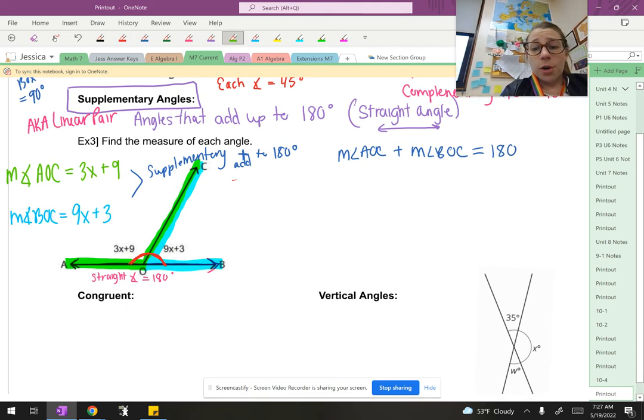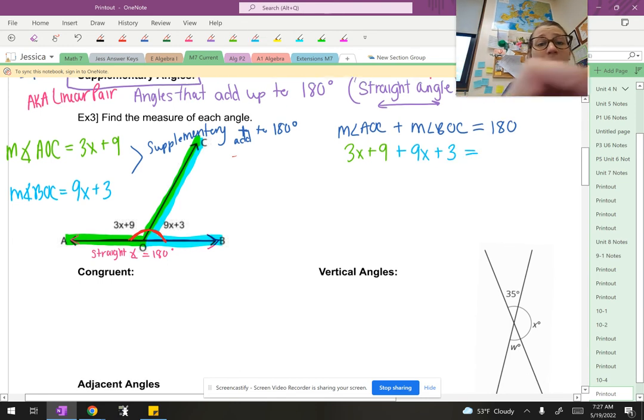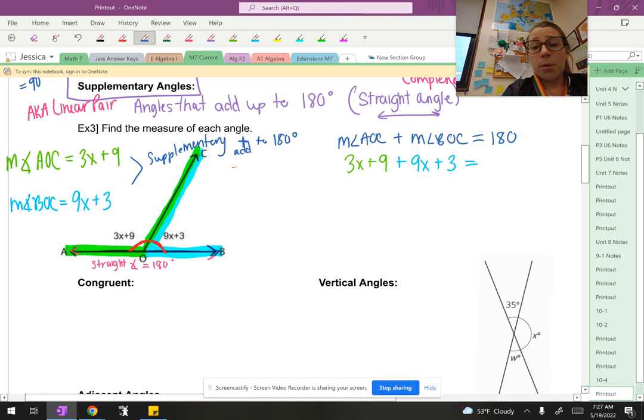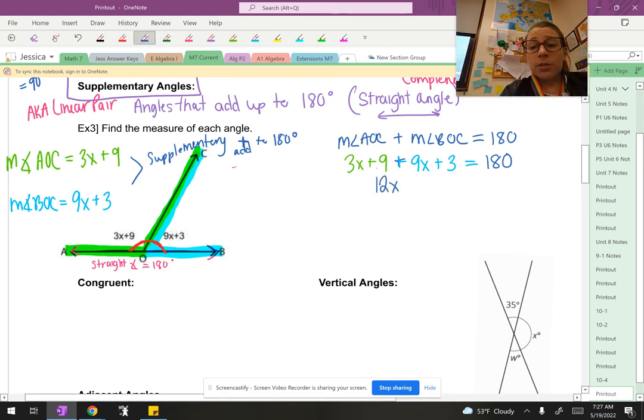And now I could just go ahead and fill in my expressions. AOC was being represented by 3x plus 9. BOC was being represented by 9x plus 3. That's a positive 9x, which is why I have the plus sign there. And that's going to be equal to 180. And now you have an equation that you can solve, just like we've been practicing. 9 plus 3 gives me 12. 9, 10, 11, 12. 12x plus 12 equals 180.